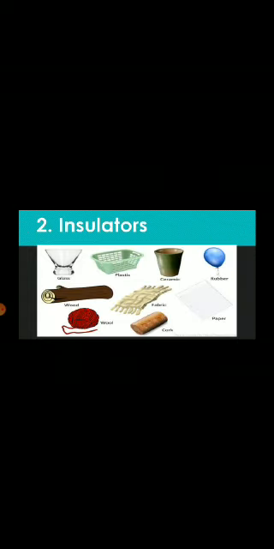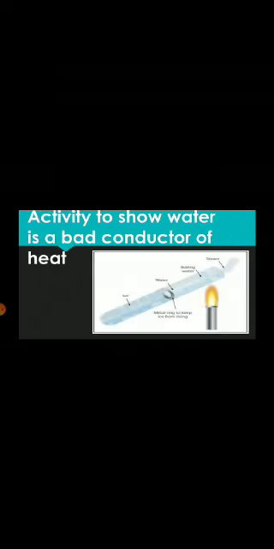Now I will discuss what an insulator is. Insulators are the materials that do not allow the transfer of heat through them very easily. Right? These are also known as bad conductors of heat. You can see glass, plastic, wood, fabric, wool, cork, paper. These are all examples of insulators or bad conductors of heat.